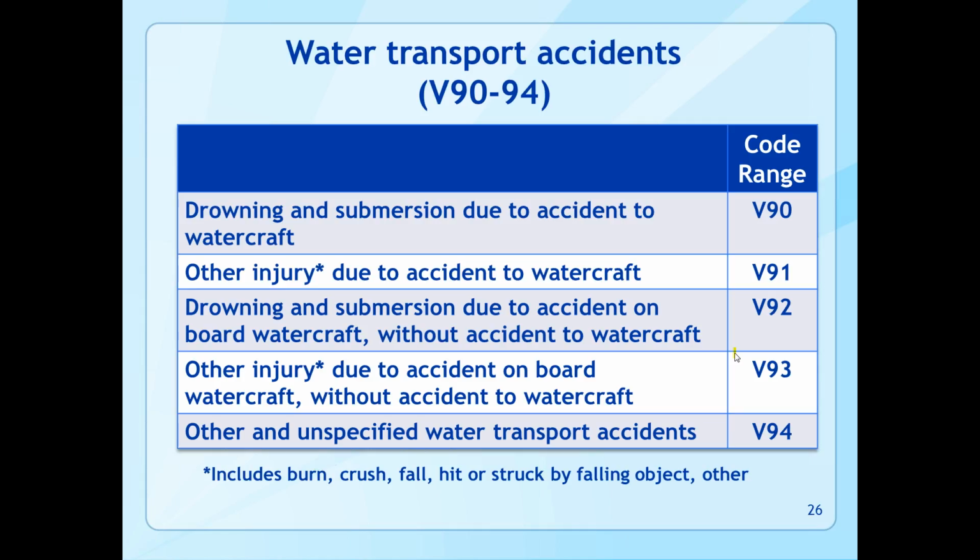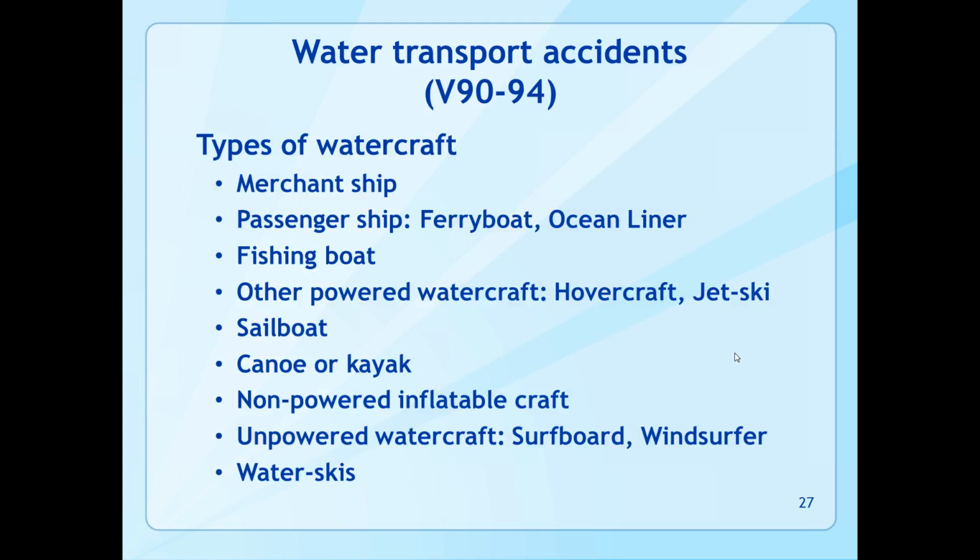What about that third question, the type of watercraft that was involved? Well, the details about the specific type of watercraft involved are embedded in the body of the code. So the next slide shows a listing of some of the types of watercraft that can be identified using the water transport codes. Next slide, please.